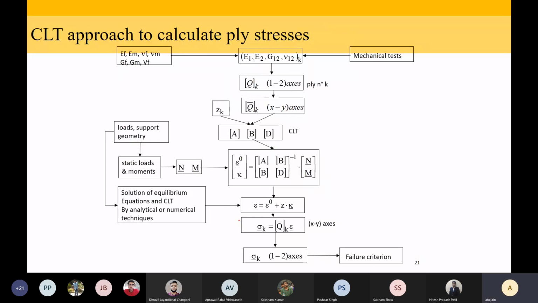Okay. So a few things which are new in this is this part. So load, support and geometry, this will usually come through FE. In FE, we will apply the load, support and geometry, get the static load and moments. This is the input for my classical lamination theory. Or if you don't like classical lamination theory, you could actually do the entire thing by FE or some other analytical solution and directly calculate the strain at every layer. So you could take this route or you could take this route.